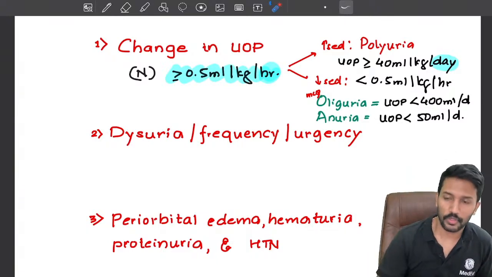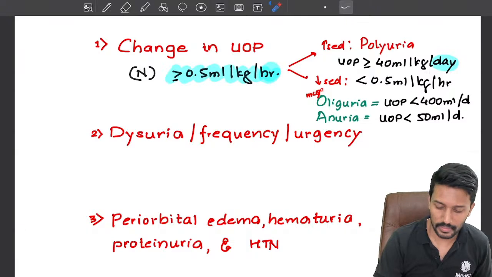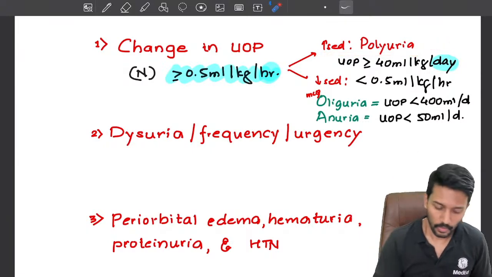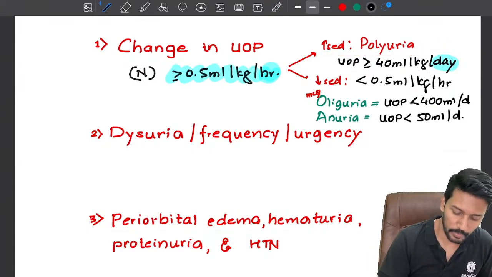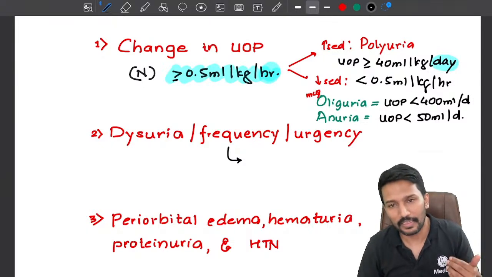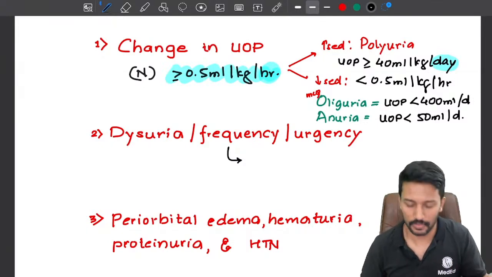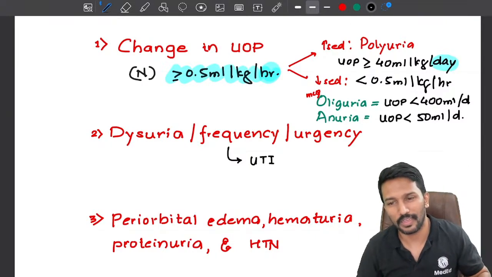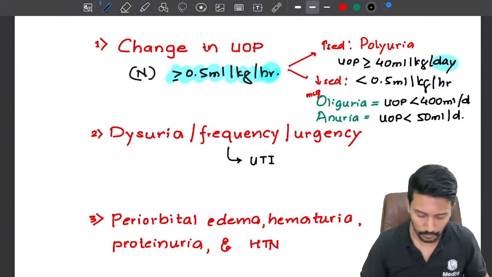Now change in urine output can happen in various conditions, right? When there is kidney injury, generally they will go into oliguria or anuria. When they have diabetes insipidus or other conditions, they can have polyuria. What is the second symptom that we can expect in a patient with kidney disorders? We can have dysuria, increased frequency of urination and urgency. Now what does that indicate? If any patient is complaining of burning micturition, lower abdominal pain, increased frequency, that mostly indicates urinary tract infection. That's a simple question, right?